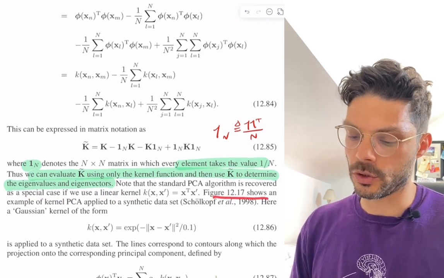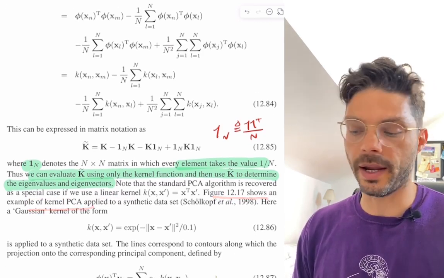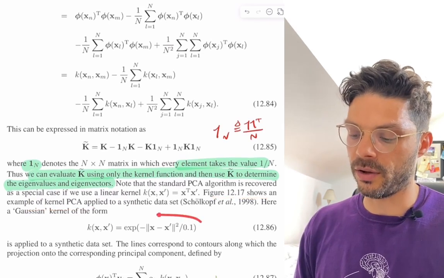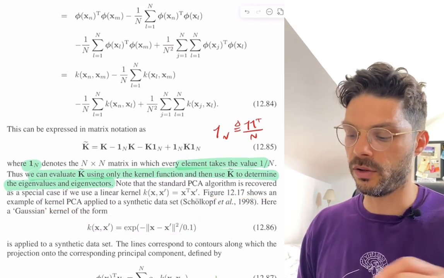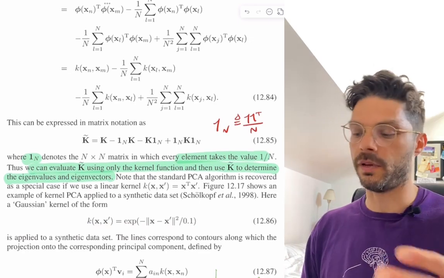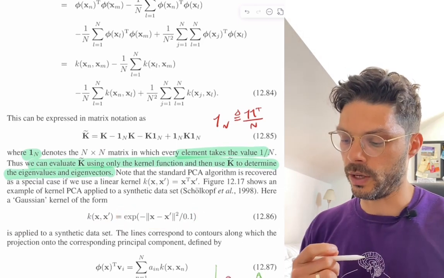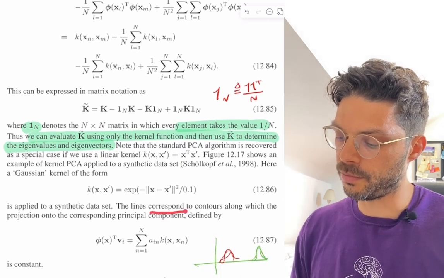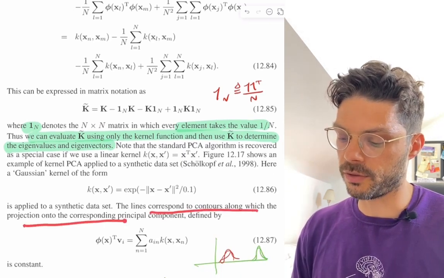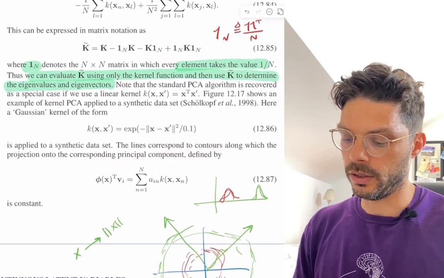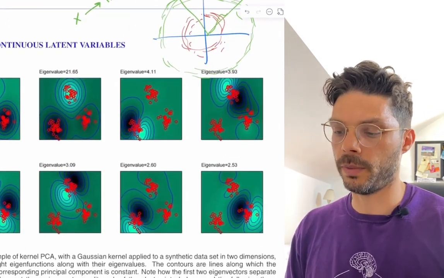Figure 2 shows an example of kernel PCA applied to a synthetic data set with a Gaussian kernel. This is a common kernel that's used, and it corresponds to features that are infinite dimensional, but again, you don't have to deal with them because you can just use the kernel function throughout. The lines correspond to contour lines along which projection onto the corresponding principal components is constant. So let's have a look at this. This is a cool picture.